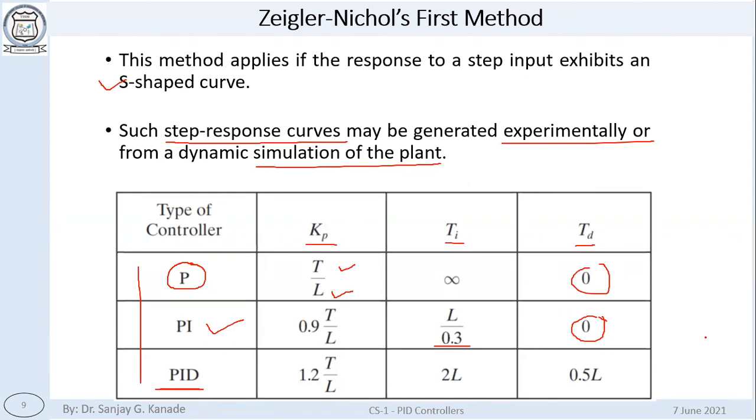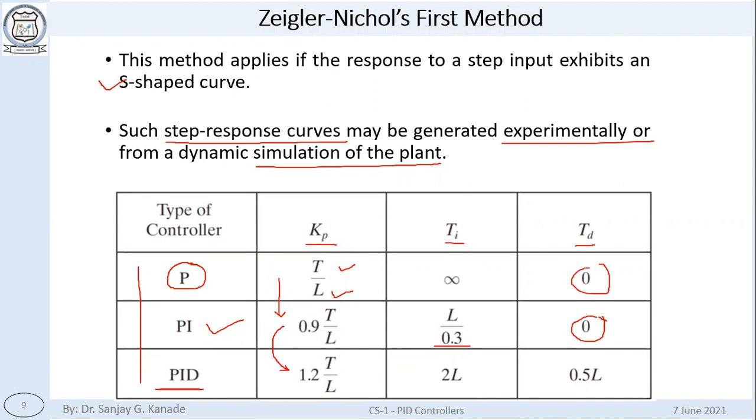In a way, you can also look at whether the Kp has increased or decreased in case of PID. Can you see? In case of PI, Kp has reduced, but in case of PID, it has increased a little bit, right? Anyway, you just have to remember all of these formulae as they are.